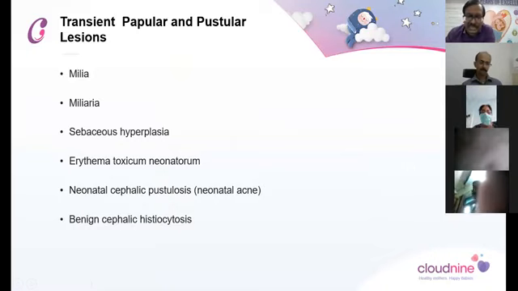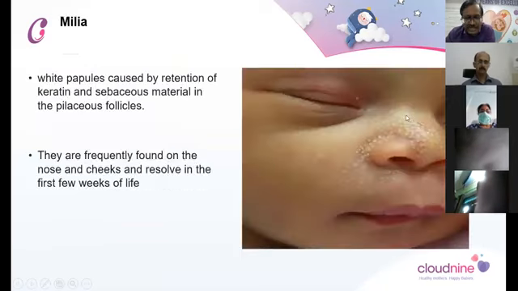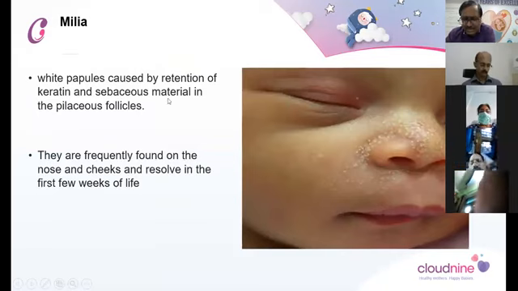Let's see some transient papular and pustular lesions. There are five, but mainly I will be talking about milia, miliaria, and erythema toxicum neonatorum. So this is milia. This is nothing but retention of keratin and sebaceous material, which is mainly seen around the nose, which usually fades away in the first couple of weeks.